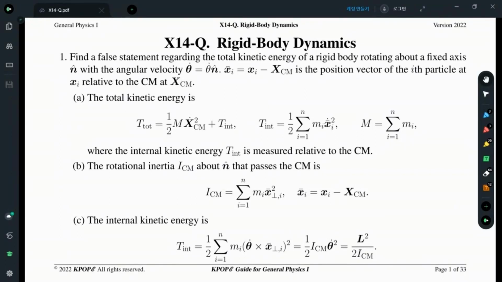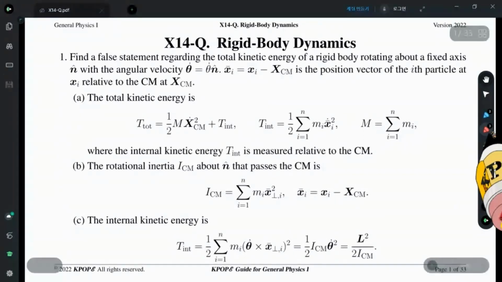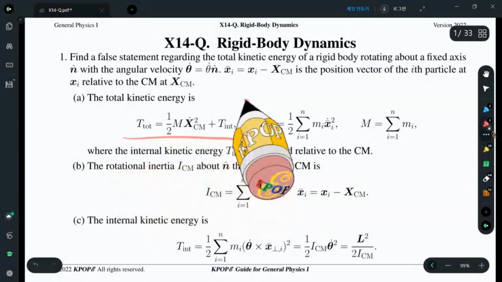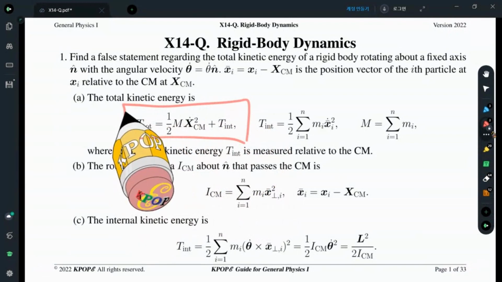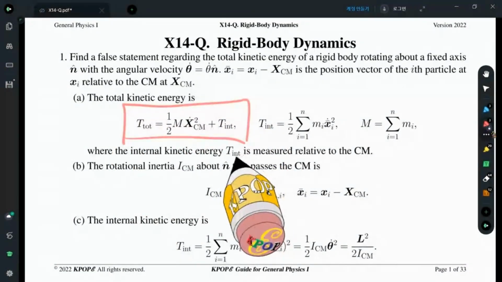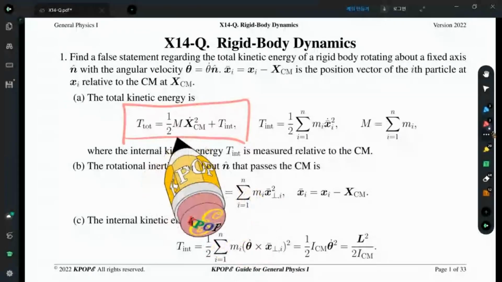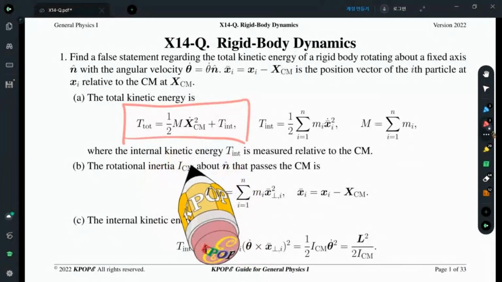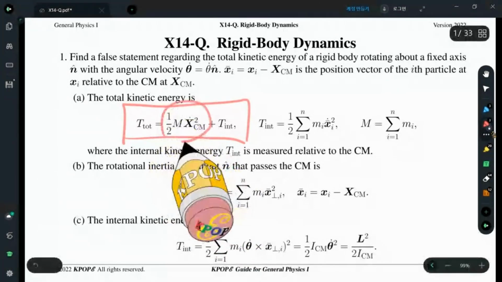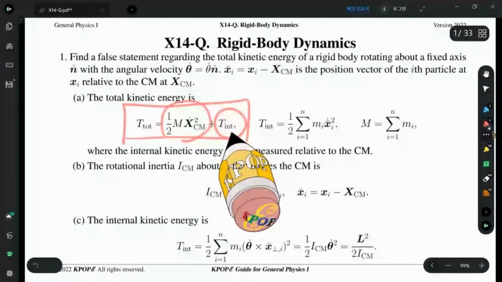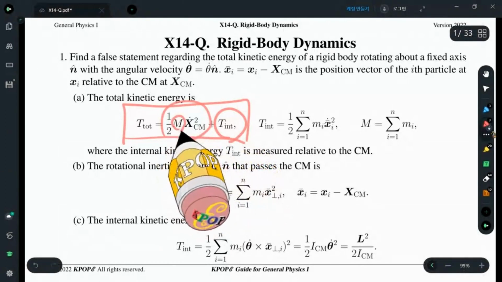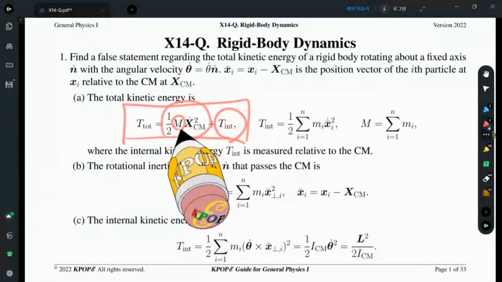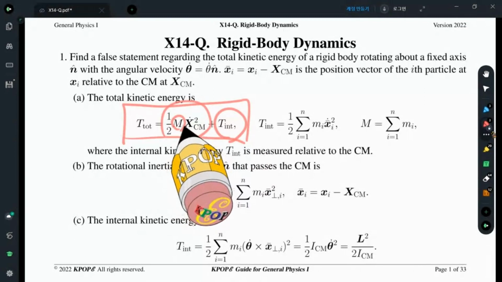14, rigid body dynamics. The key point is the calculation of total kinetic energy of a system of particles. In a system of particles, it is always expressed as a sum of these two contributions, and the first term is the kinetic energy of a single particle that has the total mass the same as the system.